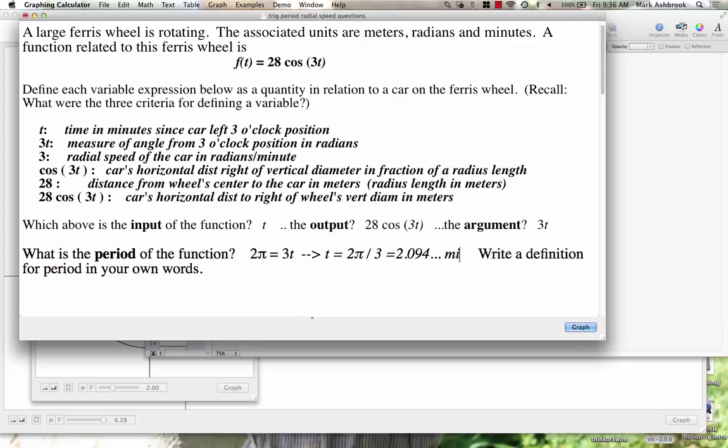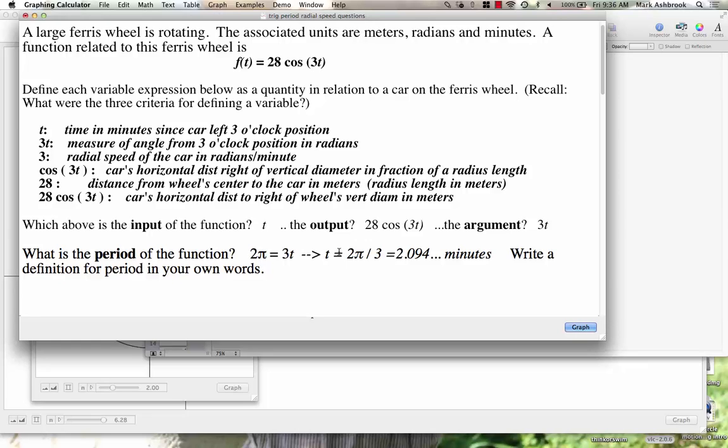Minutes. Does it make sense for a huge Ferris wheel? Does it sound reasonable? Yeah, it'd take you about 2 minutes to get all the way around. It was moving pretty good. Okay? Definition of period. We've done it many times. Does it have to do with the input, the argument, or the output? Period. Input. It's the interval of input that results in one cycle of output.